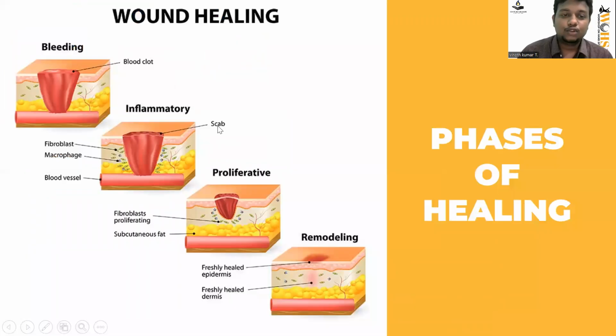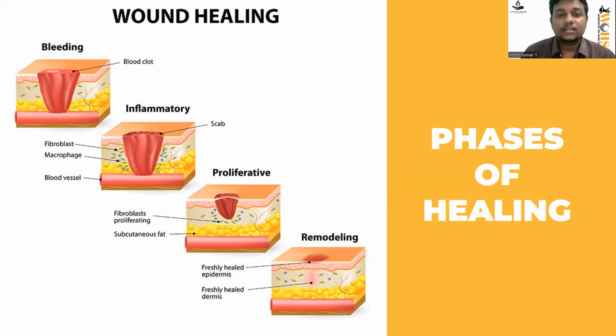The first thing you should be aware of is the phases of wound healing. As you all might know, wound healing occurs majorly in four stages: the bleeding phase, the inflammatory phase, the proliferative phase, and the remodeling phase. Most of you might know what these phases are and what happens physiologically and pathologically, but anyway, I will explain.